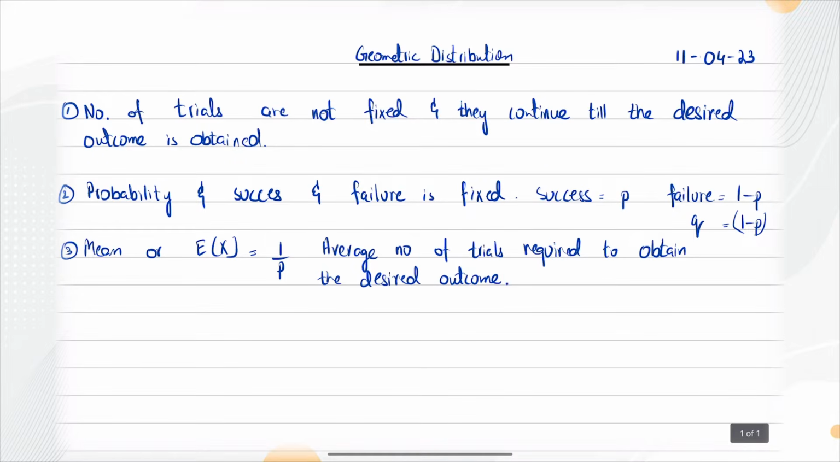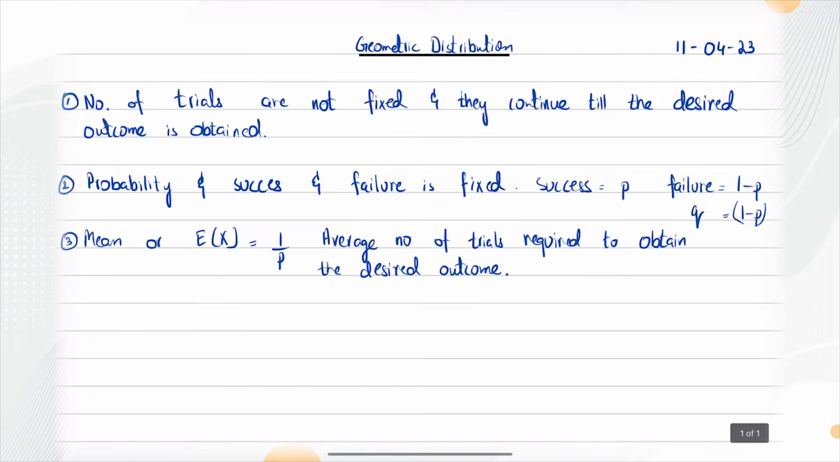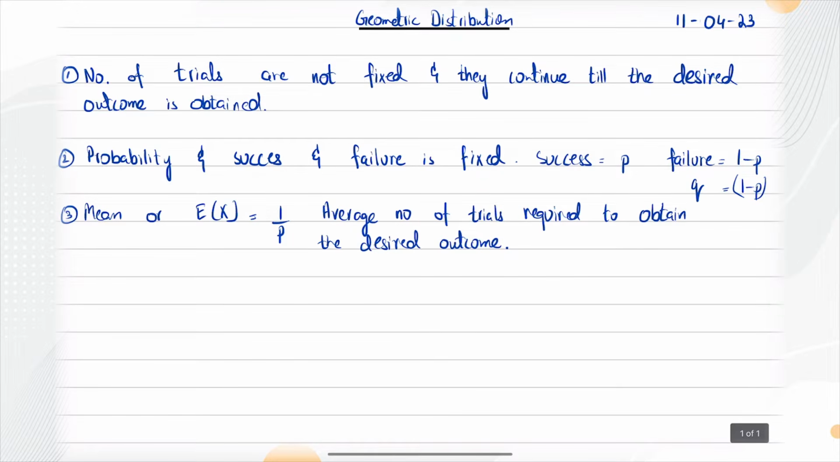For example, what's the probability of getting a 6 on an unbiased die? It's 1 upon 6. So if I calculate the mean, that would be 1 upon 1 upon 6, which is equal to 6. That means that on average, you need 6 trials to get the 6 that you want. So that's what the mean basically means.